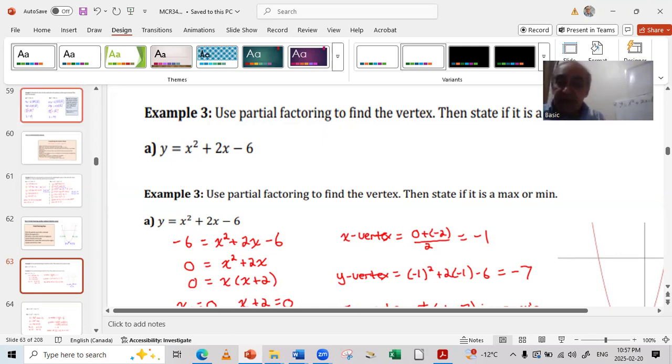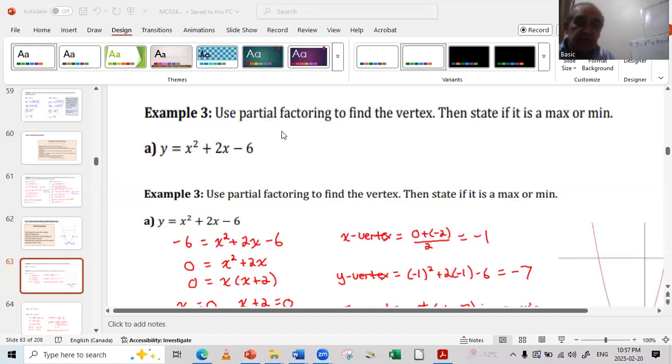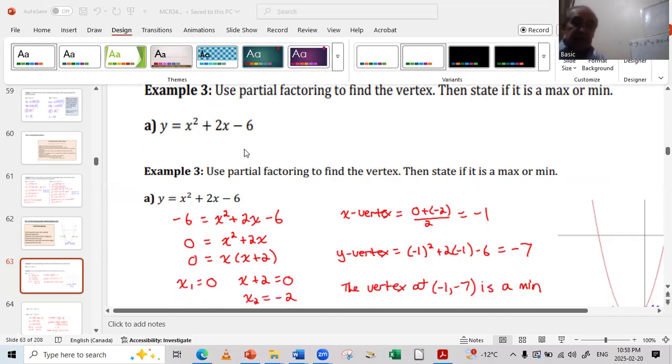Also, if you see here in that question, use partial factoring to find the vertex. We will also look for the vertex here, then state if it's a max or min based on the coefficient of the ax squared. So a here is greater than 0, because it's not negative, it's positive. Once it's positive, it means it's greater than 0, then this will be a min vertex. But we will do this right now using the function. So we'll use partial factoring.